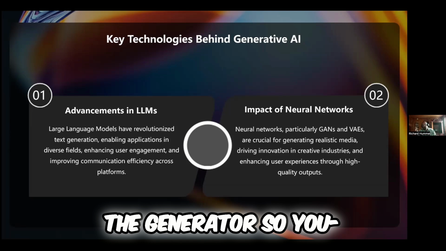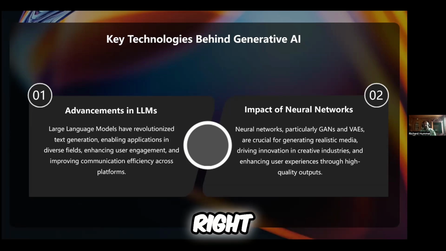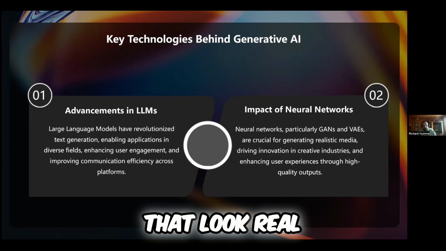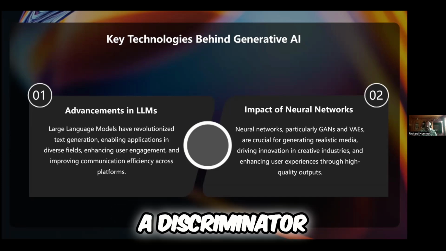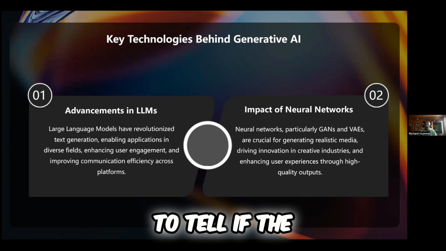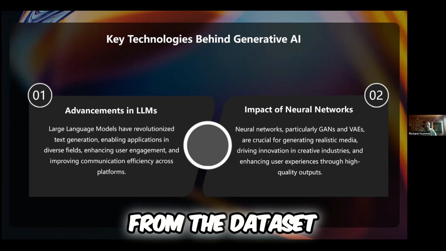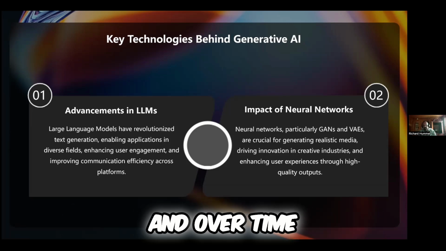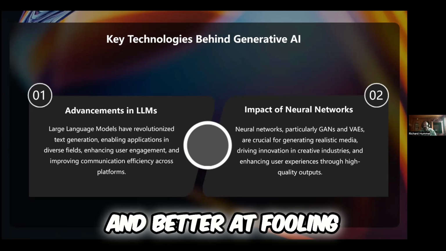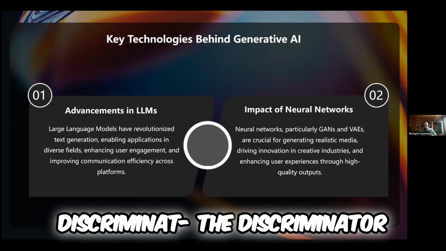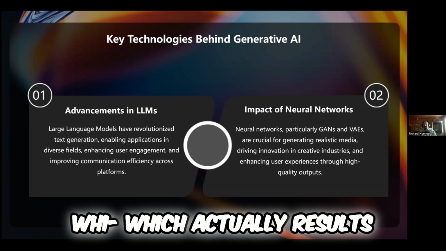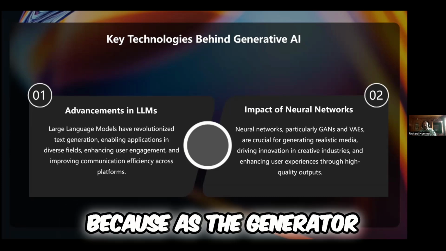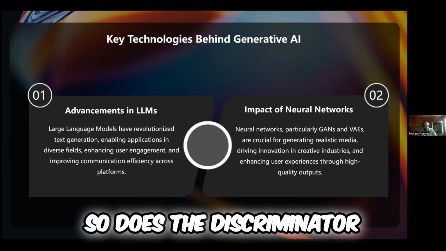The generator, so you basically have two sides, right? The generator tries to create fake data like images that look real. And then you have a discriminator. And the discriminator tries to tell if the input data is real from the data set or fake from the generator. And over time, the generator gets better and better at fooling the discriminator, which actually results in highly realistic data. Because as the generator gets better, so does the discriminator.